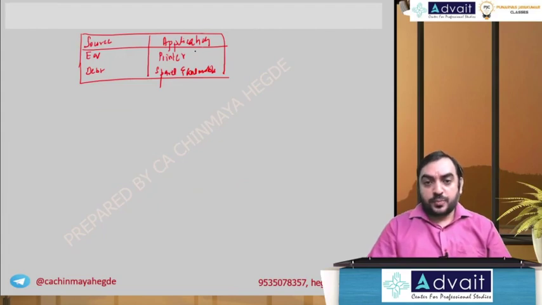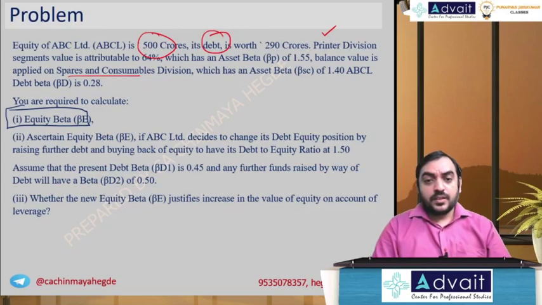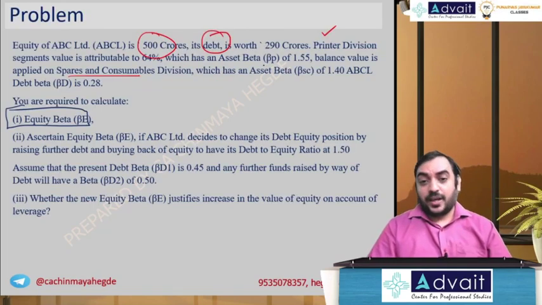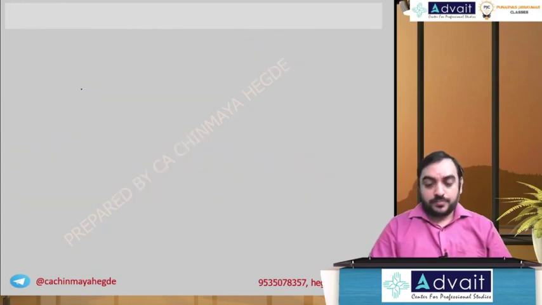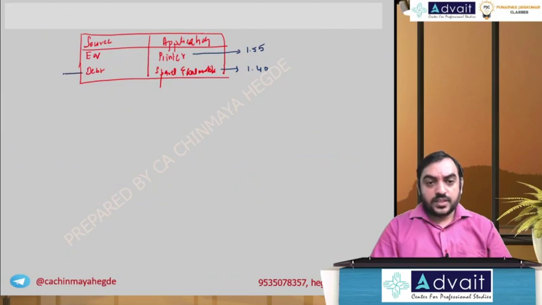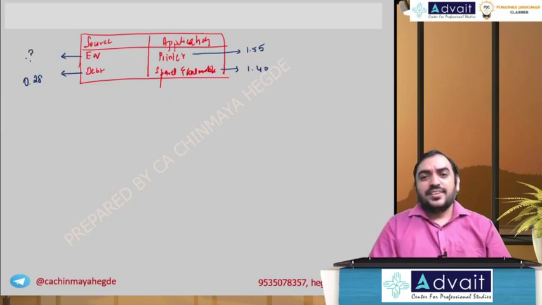Beta of 1.55. So the printer division has got a beta of 1.55, and the spares and consumables division has got a beta of 1.4. And they have given debt beta of 0.28. They're asking basically what is the equity beta.